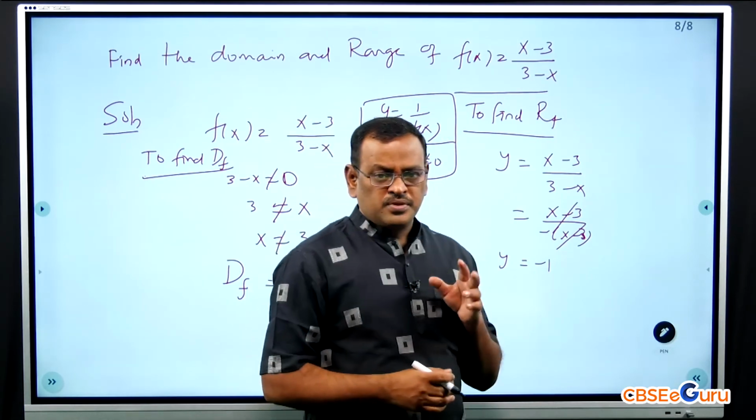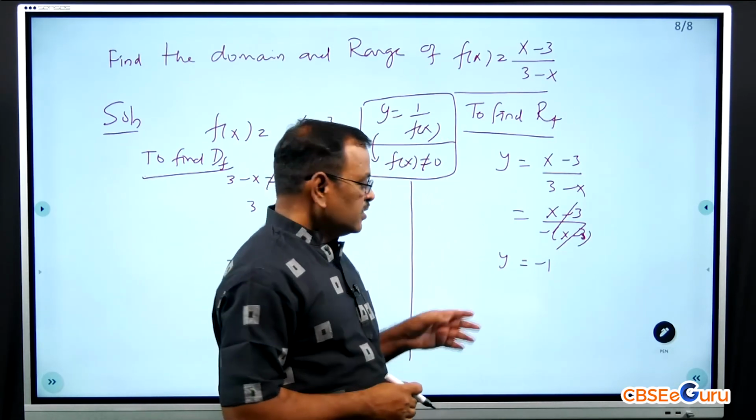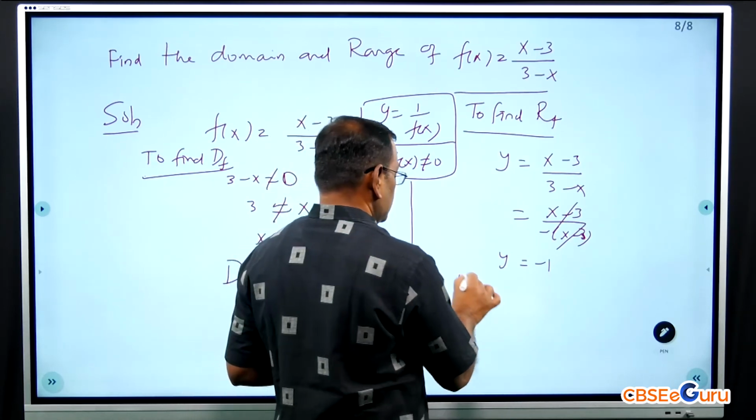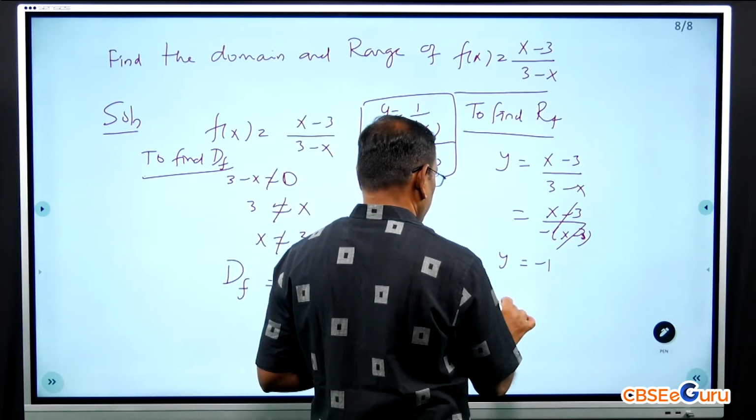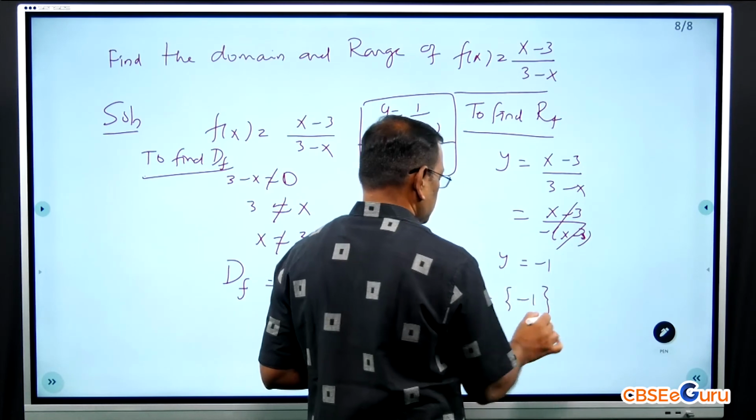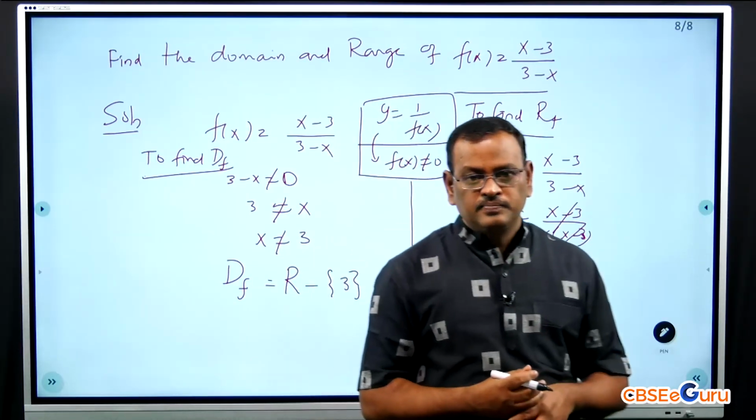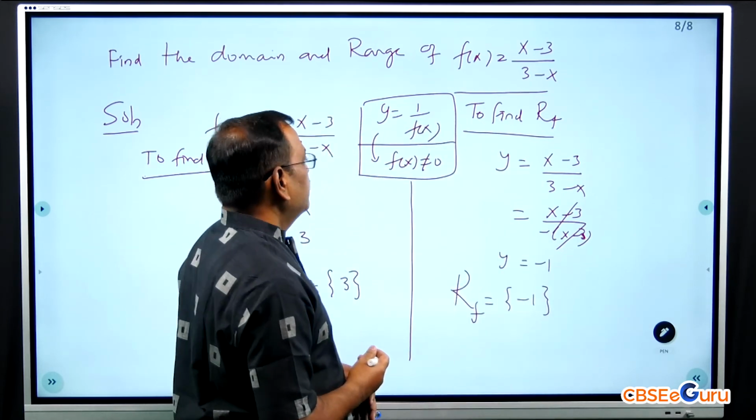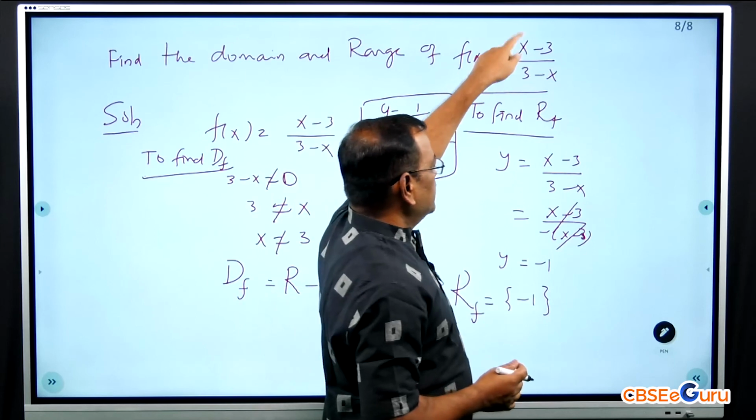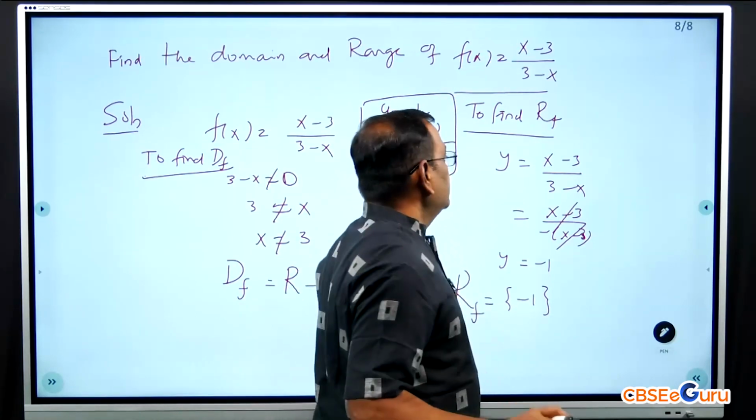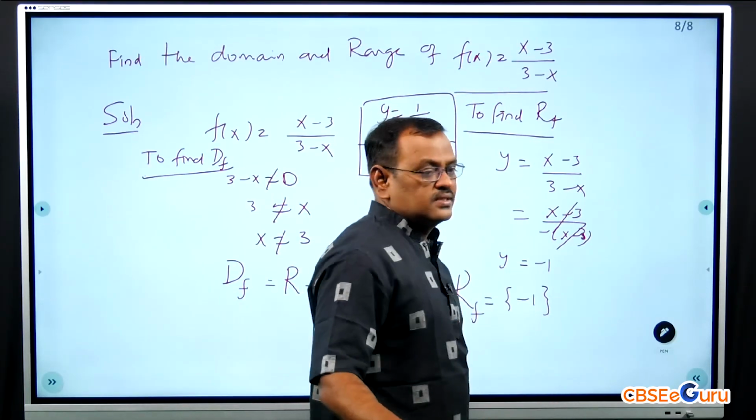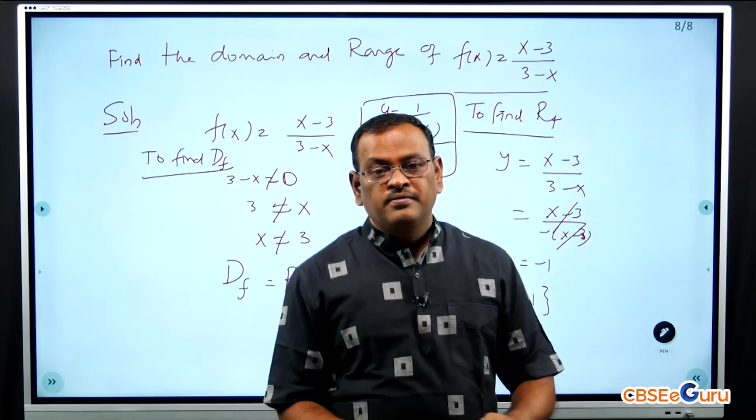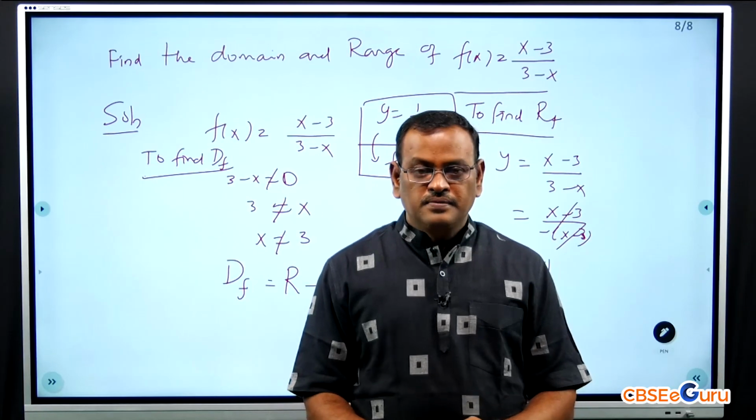Whatever the input, whatever the domain value, the output is always minus 1, and hence what is the range? Range of f equal to the singleton set minus 1. This is the domain and range. Okay. So, for the domain and range of a function where both are the same expression in reverse order, the range is always a singleton set minus 1. This type of problem is very important for 2 mark questions. Thank you.